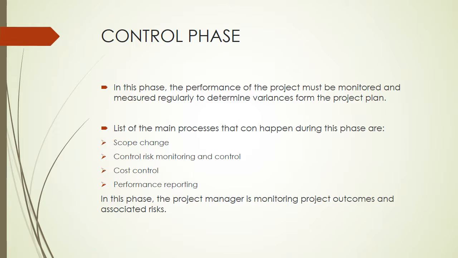The fourth phase is the control phase. In this phase, the performance of the project must be monitored and measured regularly to determine variances from the project plan. The main processes that can happen during this phase are scope change control, risk monitoring and control, cost control, and performance reporting. In this phase too, the project manager is monitoring project outcomes and associated risks.